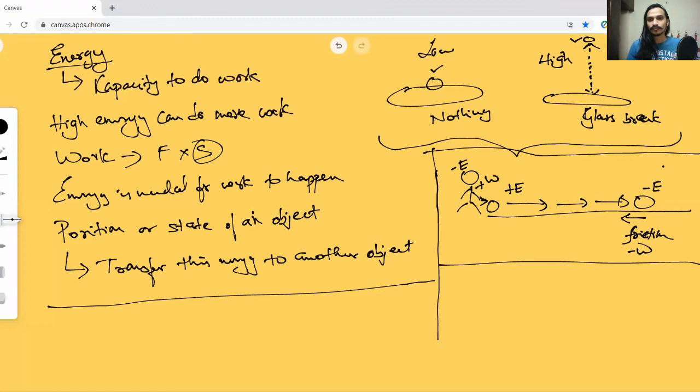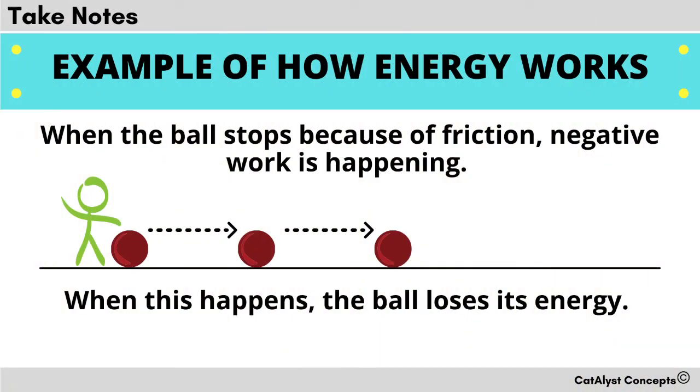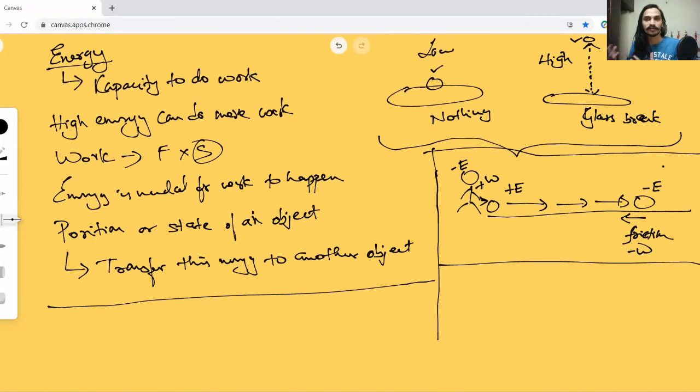And finally, we looked at what type of work has what type of energy change. Positive work, the object's energy is increasing. Negative work, the object's energy is decreasing. And the one who gives the energy, their energy decreases. The one on whom the work is happening, that object's energy will increase. Only when it's negative work will the energy decrease. So this is just a basic thing you should understand.